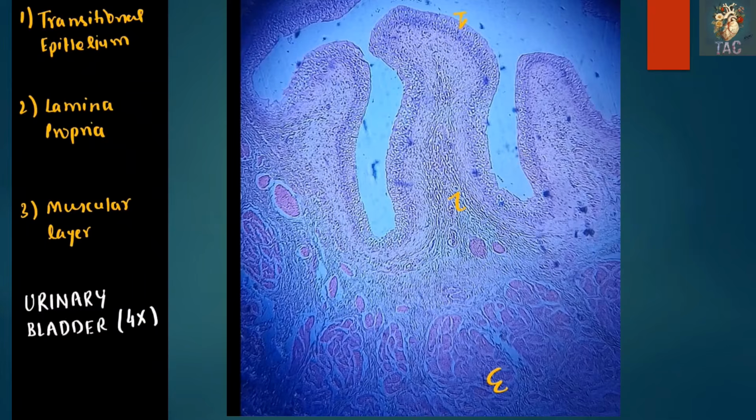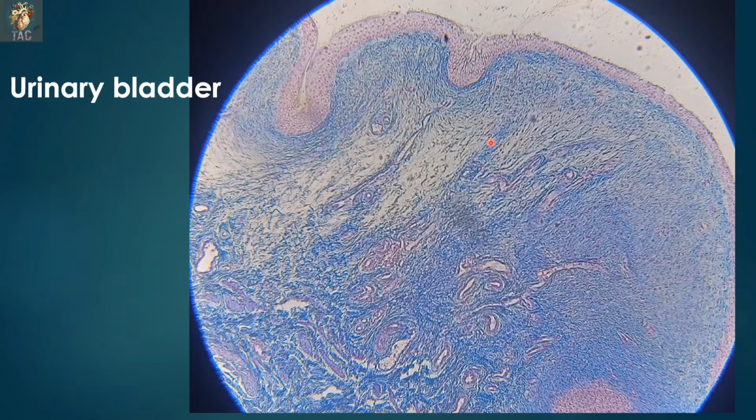This is another slide of urinary bladder with Masson trichrome stain, and in this you can see the epithelium, which is transitional in nature. Just beneath the epithelium there is a small amount of connective tissue, and then a large number of smooth muscles are present. Different sections of smooth muscle are present. Another point to differentiate the urinary bladder from the ureter is that the urinary bladder is usually a large organ, so it is difficult to see the whole lumen of the urinary bladder in one view.